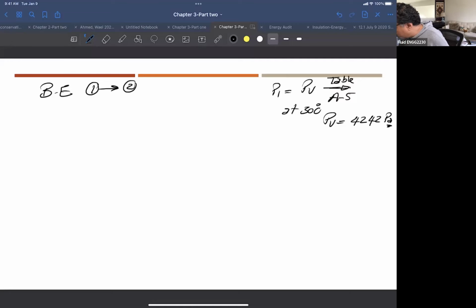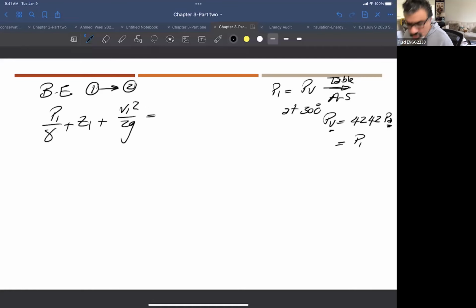And remember, this value should be an absolute value, right? So now what is the pressure here? P vapor, so this is equal to P1. So I can put P1 over gamma plus Z1 plus V1 squared over 2g. Can you check for me, if you have the textbook or the table? I just want to make sure I have the numbers correct here. Is it possible?